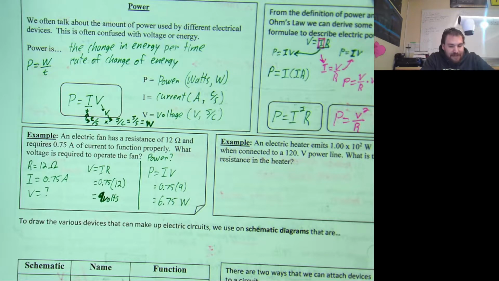Next one. I've got an electric heater emitting 1 times 10 to the 2, or 100 watts of power when connected to a 120 volt power line. What is the resistance in the heater? So you plug in the heater. We know it's a 100 watt heater. This is like the kettle we had before. This is a pretty weak heater. 100 watt heater is not much. My kettle was 1500 watts. When it's connected to a 120 volt power line.